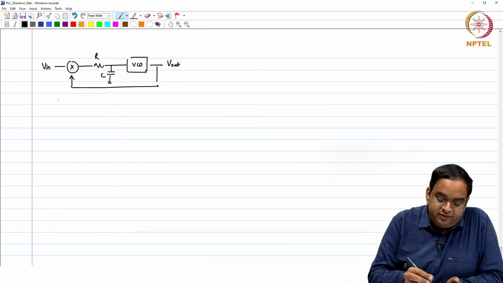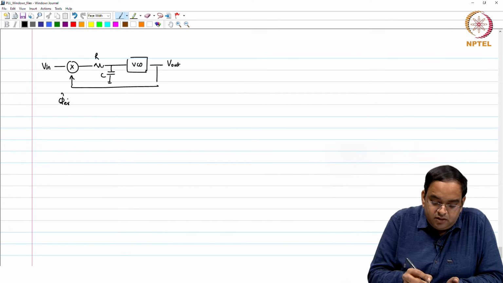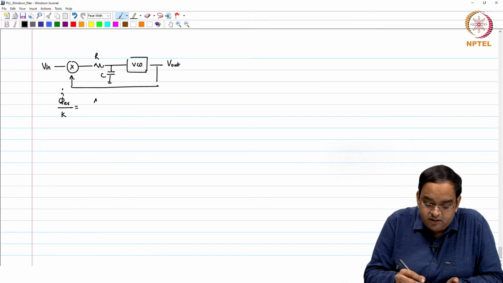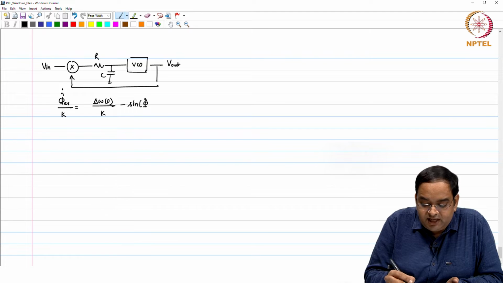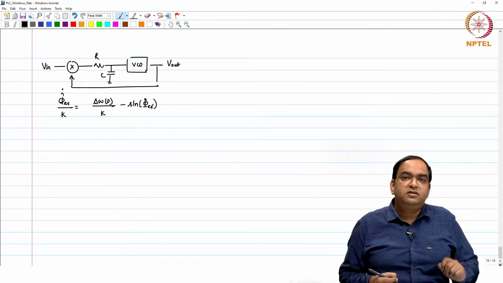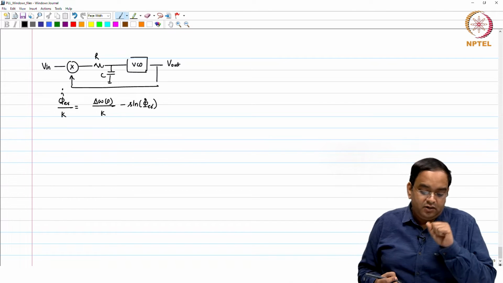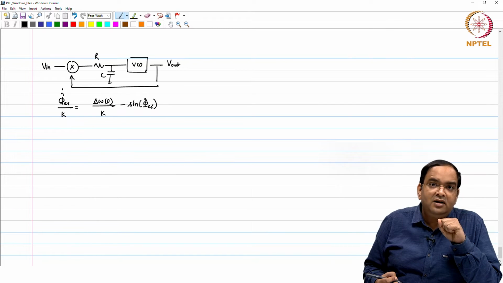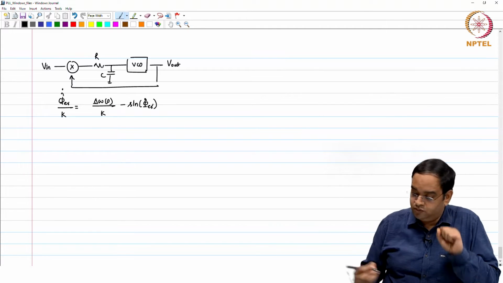What we have observed is we tried to find the solution in the lock case where we were looking at delta omega 0 by k minus sine of phase error. If this equation has a solution, then the PLL locks, otherwise the PLL does not lock. Okay. Now, the question arises, the PLL does not lock. So, what does it do?